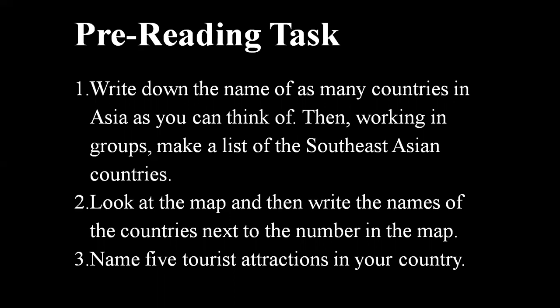Number one, write down the name of as many countries in Asia as you can think of. Then, working in groups, make a list of the Southeast Asian countries. Number two, look at the map and then write the name of the countries next to the number in the map. And then number three, name five tourist attractions in your country.